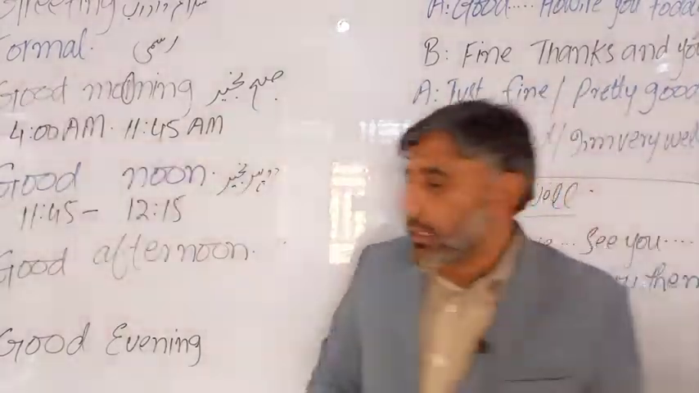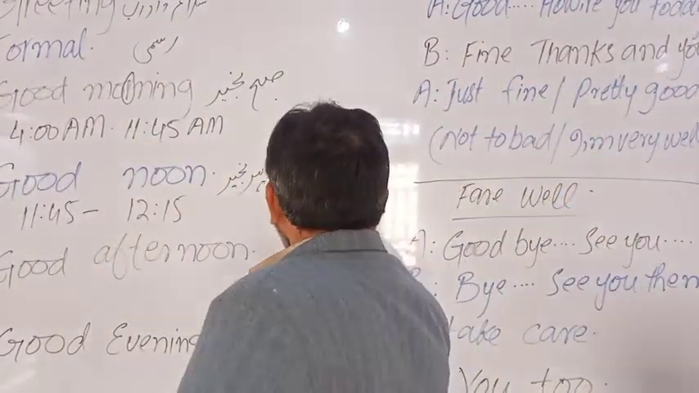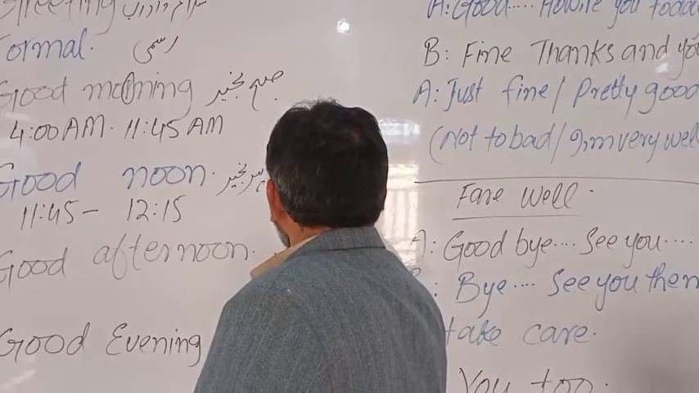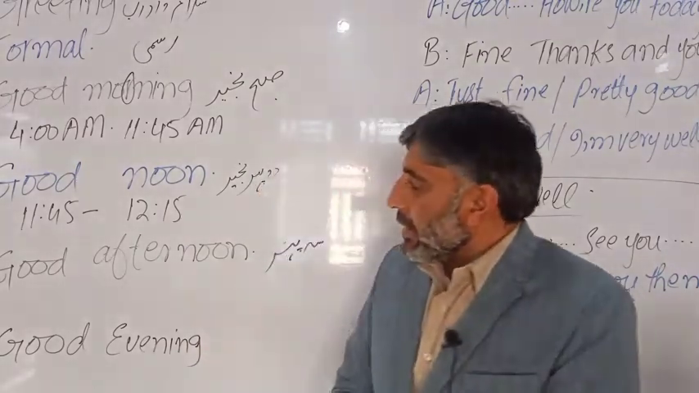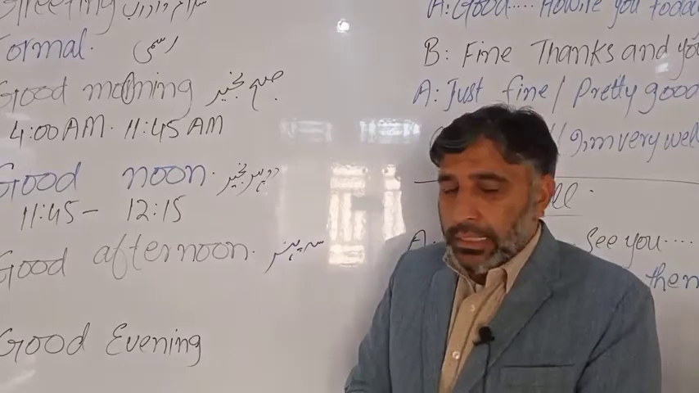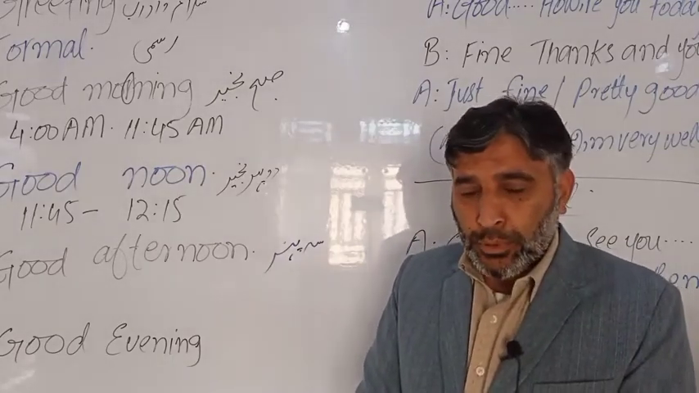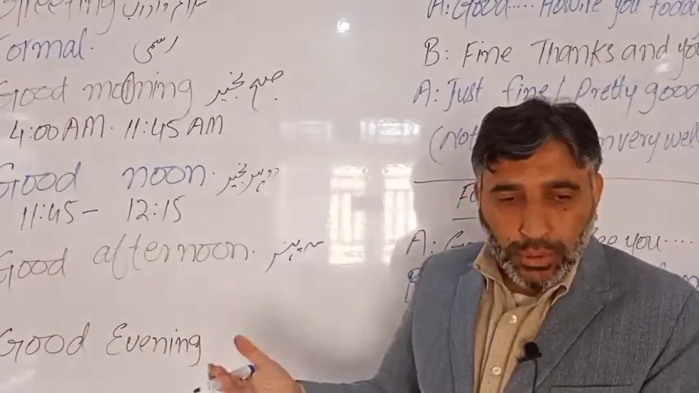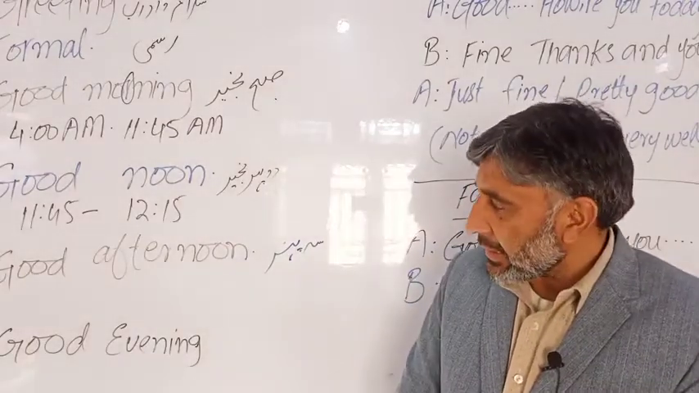So sopehar, good afternoon. Sopehar bakhair, and there are two types of sopehar: early afternoon and late afternoon. Early afternoon means zohar ka waqt and late afternoon means asr ka waqt.